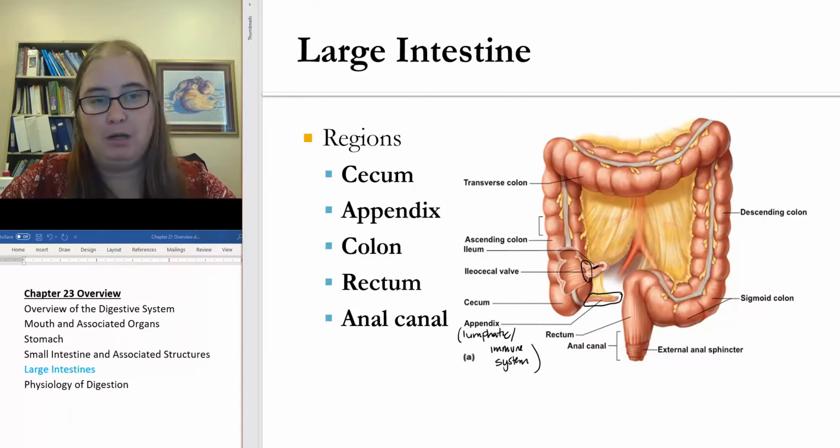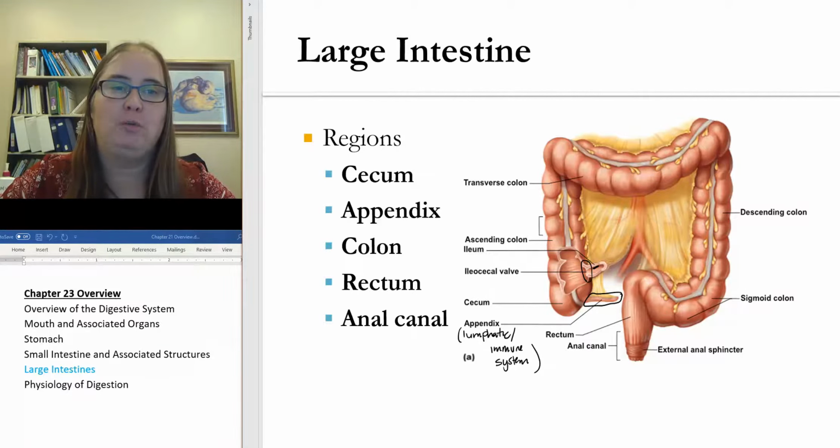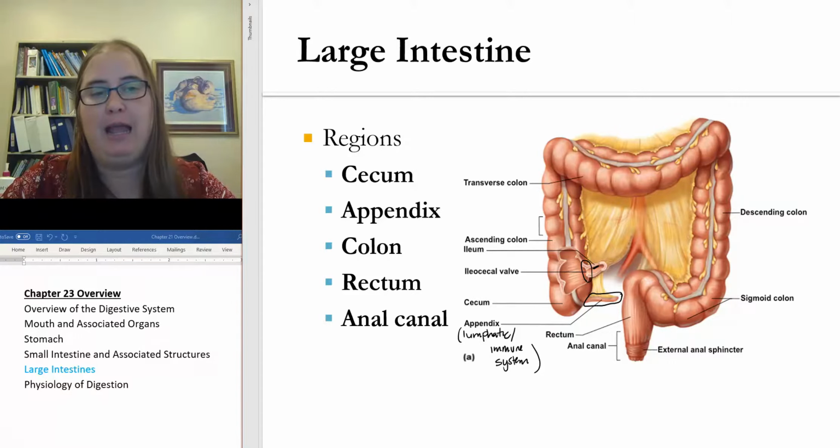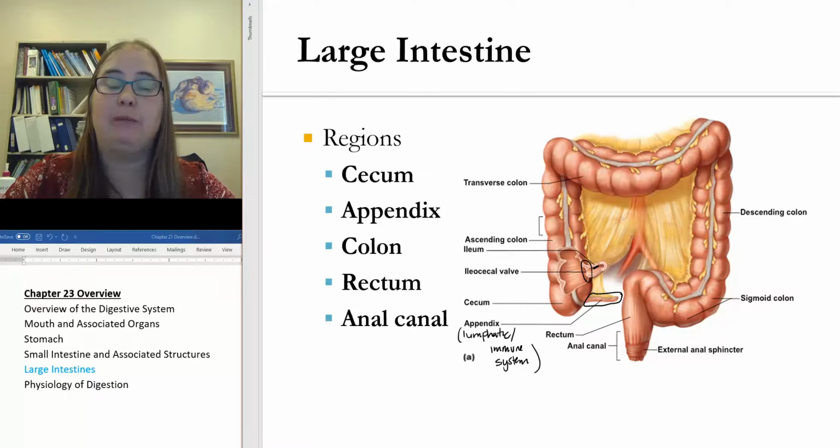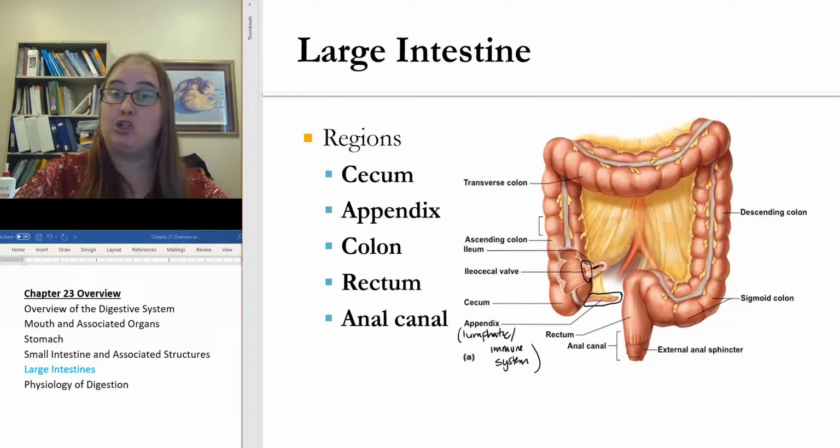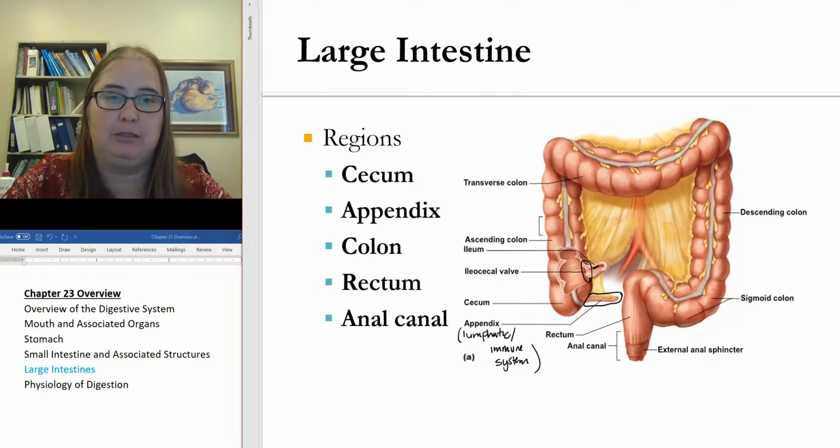So that chyme will enter from the small intestines into our large intestines and will travel through these different segments of the large intestines. We have our ascending colon, which is this first region. We have our transverse colon, our descending colon, our sigmoid colon, and then we have our rectum. Our rectum will then lead into the anal canal, where we have an external and an internal anal sphincter, which we'll talk about in a little while.